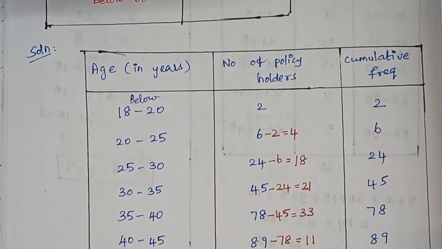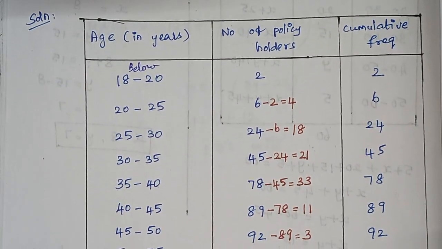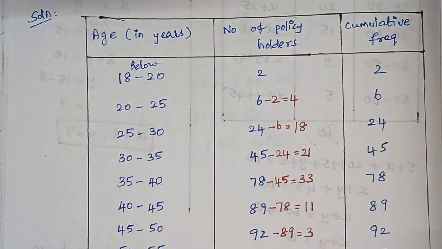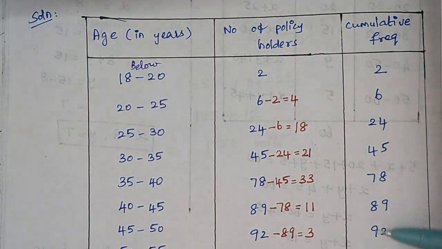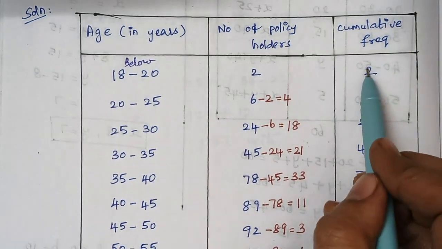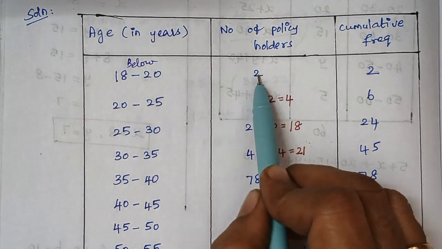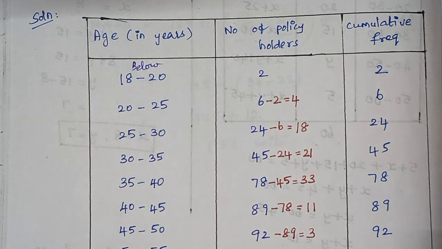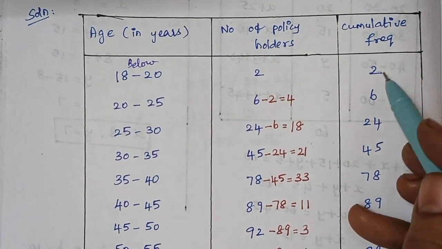In the answer column, frame a tabulation with 3 columns: age, number of policy holders and cumulative frequency. These are the data provided here. The first number should be written as such, so here it is 2. This is cumulative frequency, so to find the frequencies, you have to subtract.